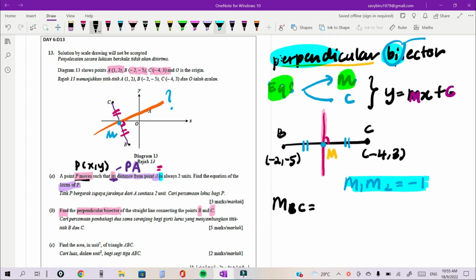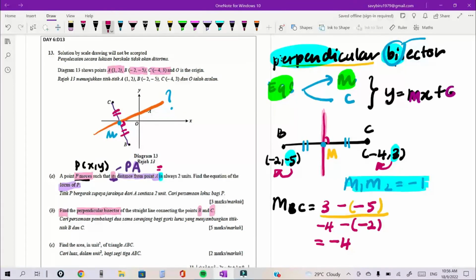M for makan. Makan dengan tangan kanan. So always start from the kanan. You copy 3 and negative 5, then you minus. Over, bawah 3 you ada negative 4, bawah negative 5 you ada negative 2, and again minus. So finally you will get 8 divided by negative 2, that is negative 4.